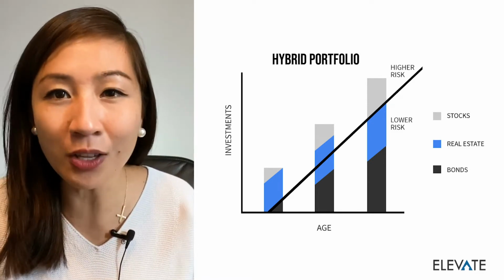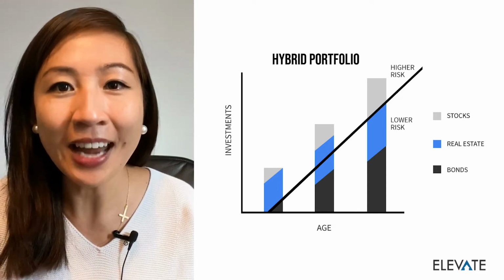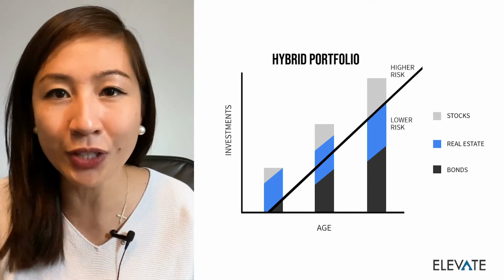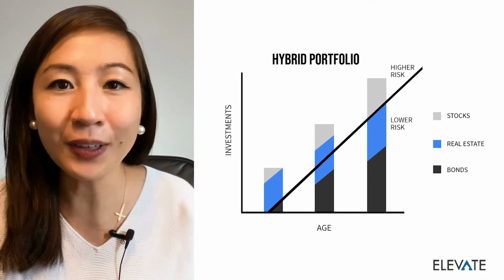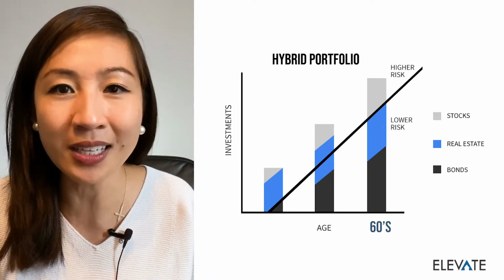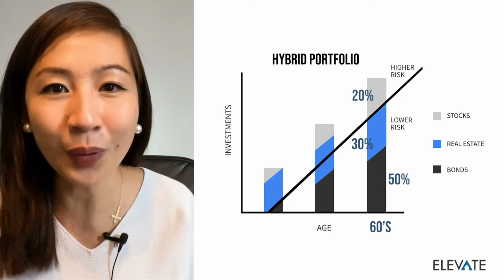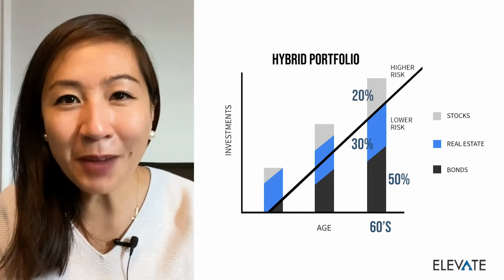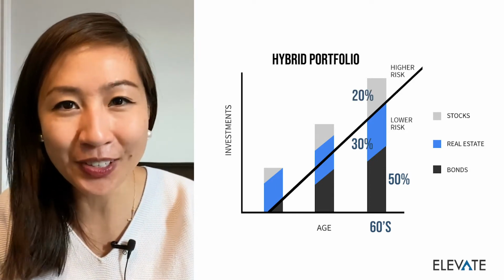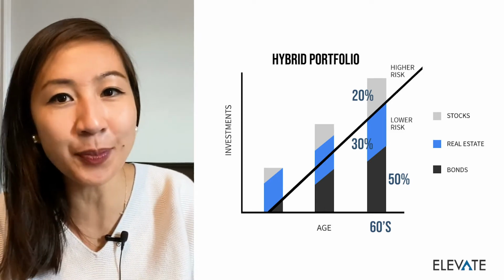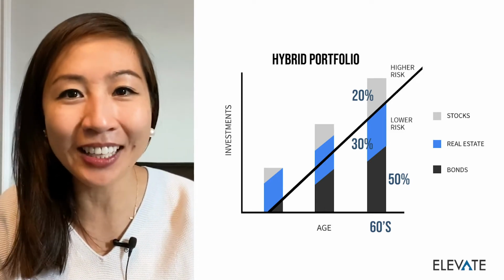At this point, we'll also want to increase liquidity and have a well-balanced portfolio of stocks, bonds, and real estate. For example, at age 60, you'll want to consider 50% in bonds, 30% in real estate without leverage, and 20% in stocks. By the time we retire, we're looking for cash flows to give us stable income, and that's why Investopedia has a big allocation to bonds.